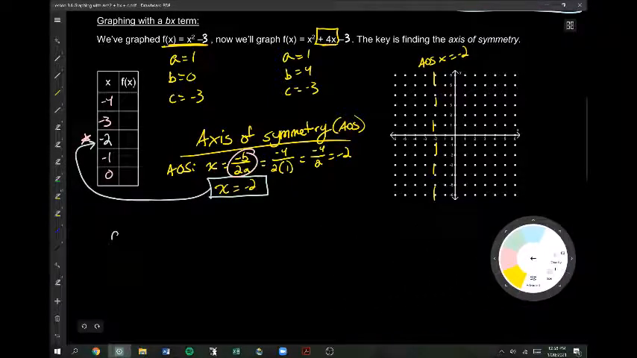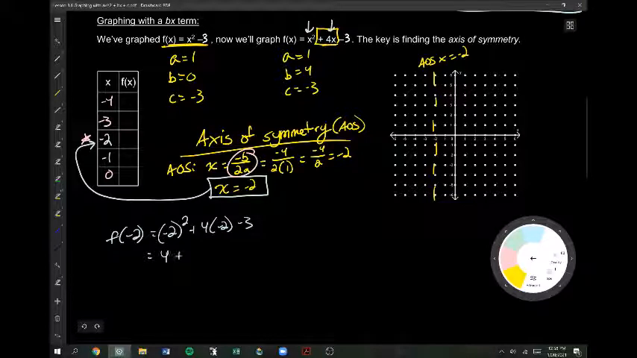So I'm just going to calculate f of negative 2. I'm going to plug negative 2 into this function here, into these two x's. It's going to become negative 2 squared plus 4 times negative 2 minus 3. Well, negative 2 squared is 4. 4 times negative 2 is negative 8. 4 minus 8 is negative 4. And negative 4 minus 3 is negative 7. So the vertex is at negative 2, negative 7. It's going to be right about here.